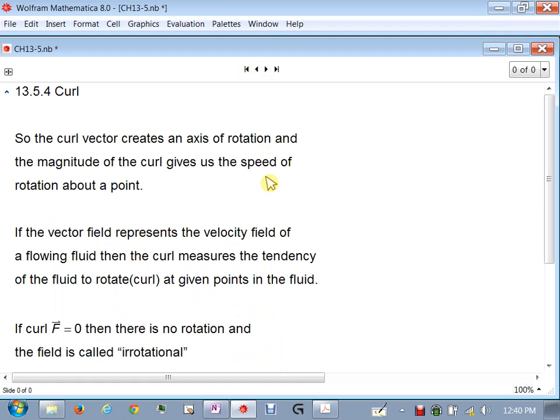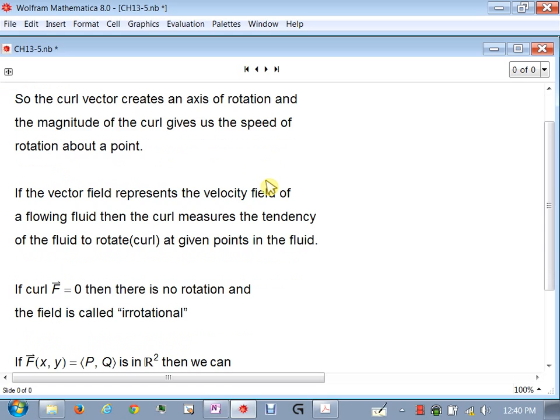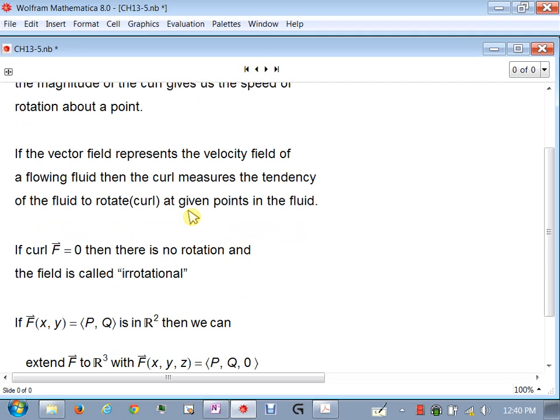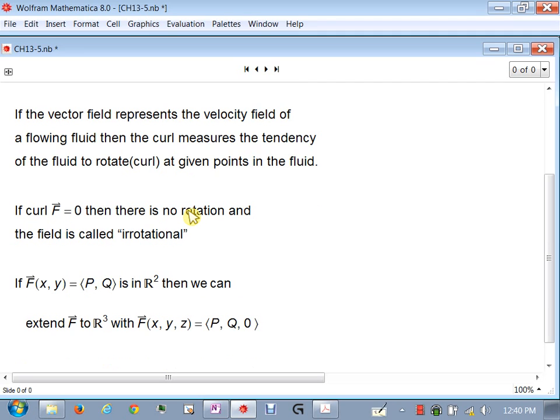So the curl vector creates an axis of rotation. The magnitude of the curl gives us the speed of the rotation about that point. If the vector field represents the velocity, oh wow, I'm out of time. We'll get back to this. If curl is 0, it's irrotational.